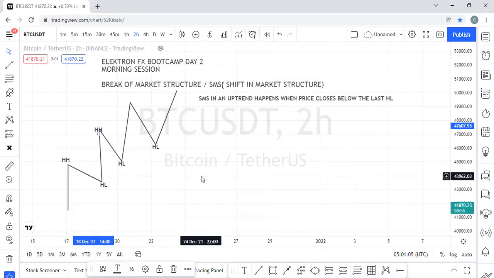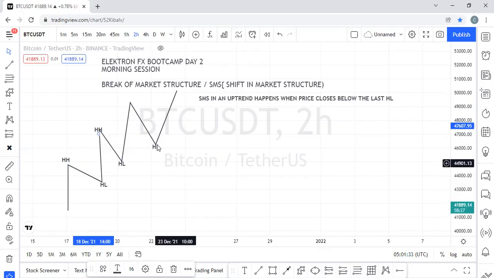So for a shift in market structure or a break of structure, you can call it a BOS or an SMS, still the same thing, the market has to come below this higher low. In an uptrend, the market must never go below the higher low. I told you that the higher low must be higher than the previous one. When the market now goes below this one, it becomes a bearish market, right?